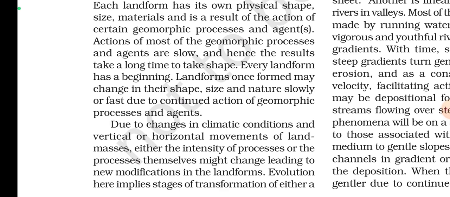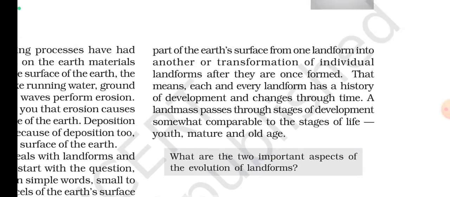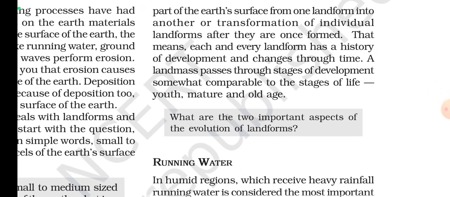Evolution here implies stages of formation, stages of transformation of either a part of the earth's surface from one landform into another, or transformation of individual landforms after they are once formed. That means each and every landform has a history of development and changes through time. A land mass passes through stages of development somewhat comparable to the stages of life: youth, mature, and old age. What are the two important aspects of the evolution of landforms?